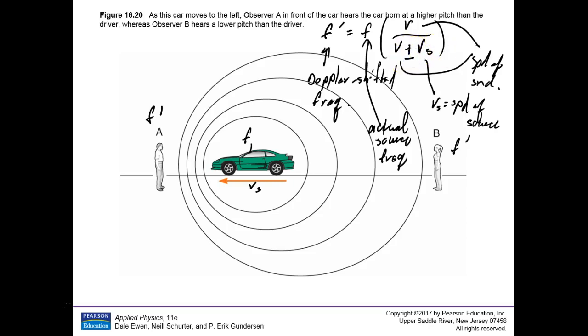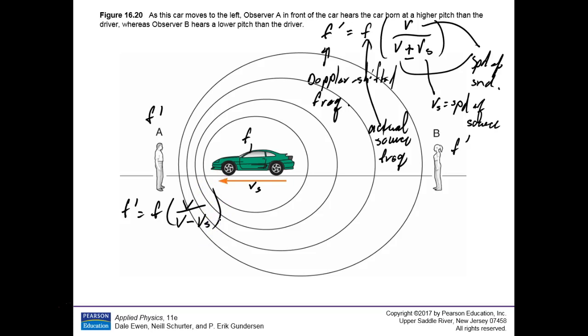It's plus or minus. I think I said it and forgot to write it. V plus or minus V sub S. Now, if this is V sub S, the one he hears, F prime, is equal to F, the frequency of the source, times V over V minus V sub S.